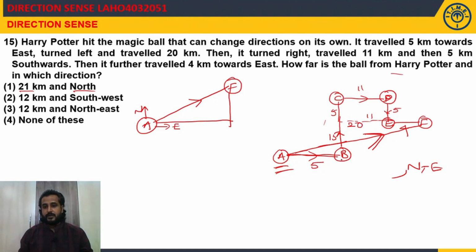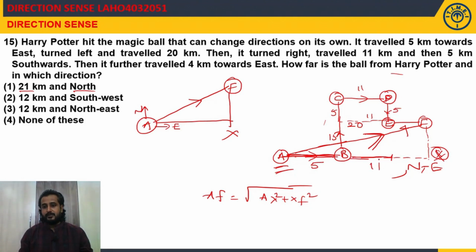So this is how we can form a right angle triangle, right? Let's say the point is called X. So we need to identify the AF distance. AF is equal to under root of AX square plus XF square. Now let us identify the AX distance. Till here it is 5. And till here it is how much? 11, because CD distance will be equal to this distance. So CD is equal to 11. And this distance is equal to EF distance, 4. So 5 plus 11, 16, plus 4, 20.